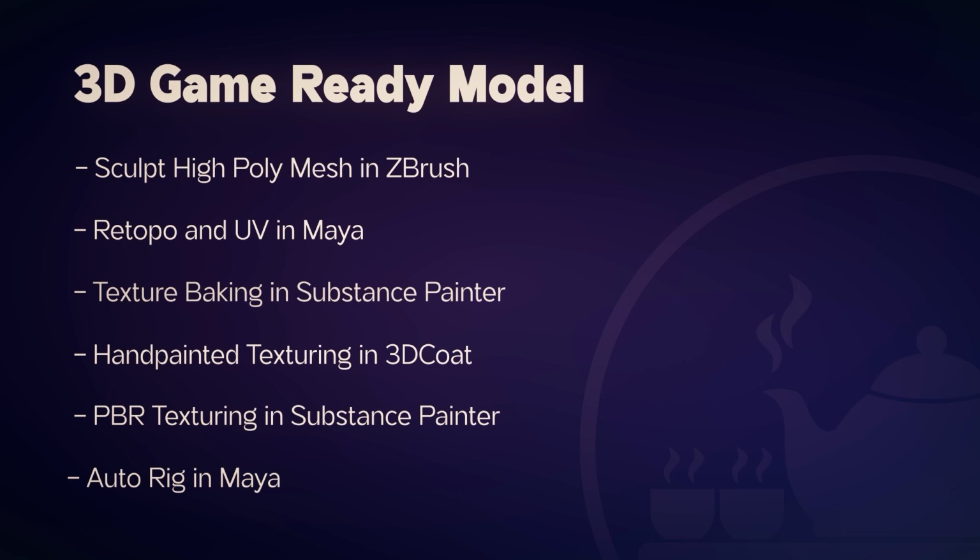Next we'll do some texture baking in Substance Painter, followed by some hand-painted texturing in 3D Coat, and finally some PBR texturing back in Substance Painter again. And as a last step, we'll do a quick and dirty auto rig for her in Maya so that we can make some poses and get some final renders out for a nice quality portfolio worthy piece.